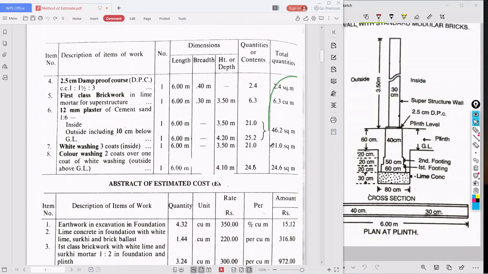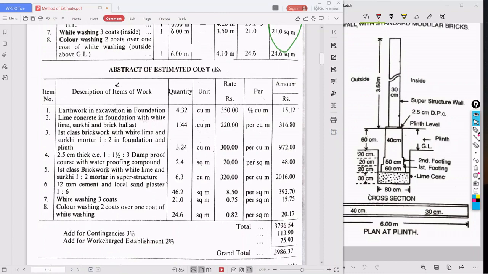So once the total quantities are found out, then we have to tabulate the abstract of estimated cost. So put the quantities here, and with the quantities, put the rate. Okay, what is the unit? It is meter cube. So what is the rate? It is 350 per meter cube, 220 per meter cube, 300 per meter cube, 20 per square meter, 320 per cubic meter, 8.50 per square meter, 0.75 per square meter, 0.82 per square meter for whitewashing.